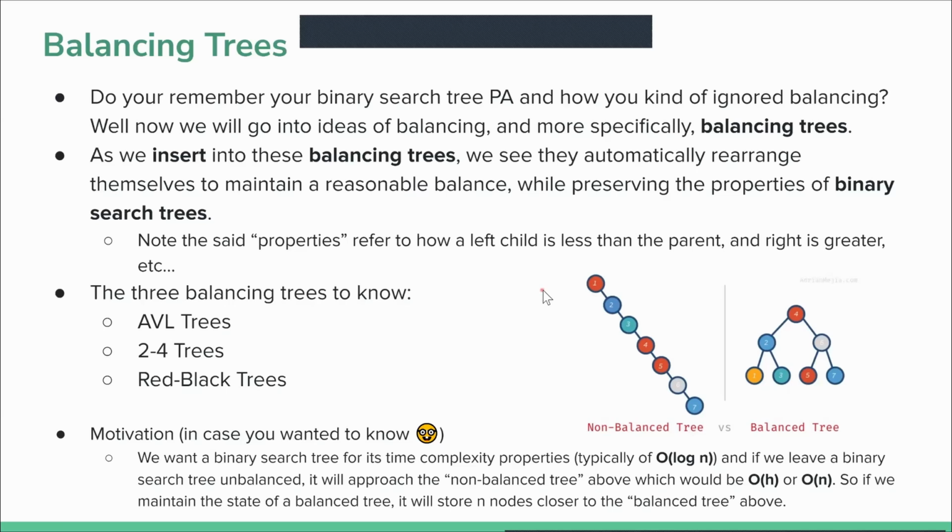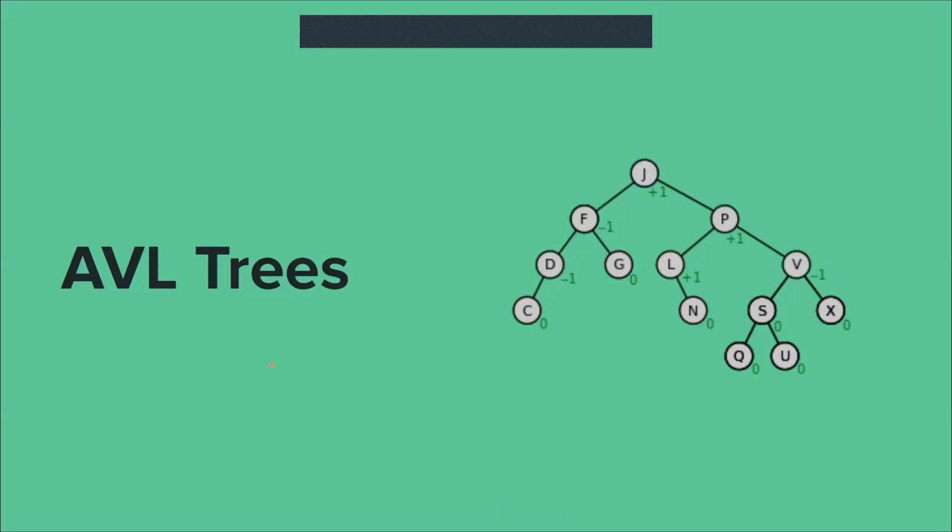The three balancing trees you will learn and have learned are AVL trees, 2-4 trees, which are also called 2-3-4 trees, and red-black trees. I left a little point here. You can look at that on your own if you would like to. It explains why we're trying to balance trees, or why we have balancing trees. You can just read that with the slides associated to this. All right, going on to AVL trees.